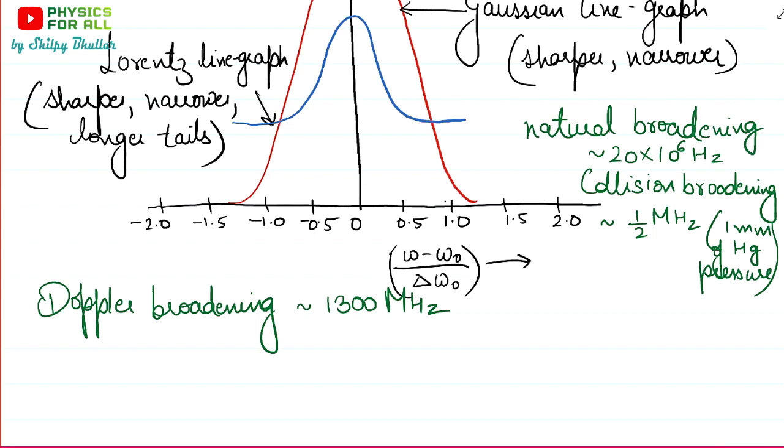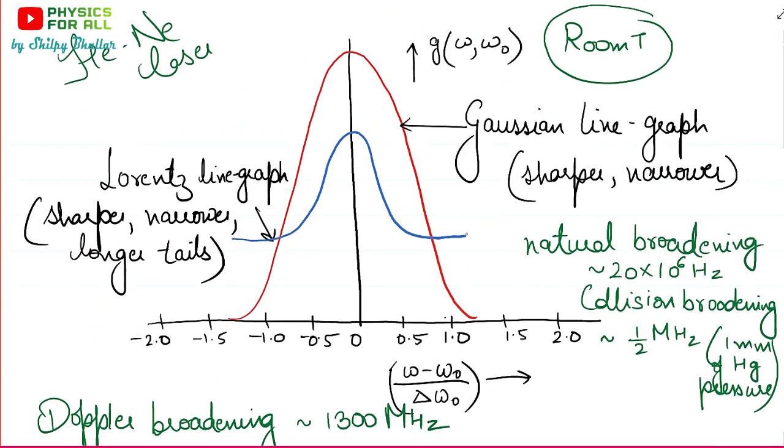So 20 into 10 raised to the power 6 hertz is the value for natural broadening. Then since the laser is operating at room temperature, atoms would be colliding, so due to collision broadening we have obtained half a megahertz. But Doppler broadening is quite dominating. That means a lot of atoms are displaying the Doppler effect, that is, the change in frequency observed by the detector due to the relative motion between atoms and the detector. The plot from natural and collision broadening gives us the Lorentz line graph, and the plot from Doppler broadening gives us this Gaussian line graph.